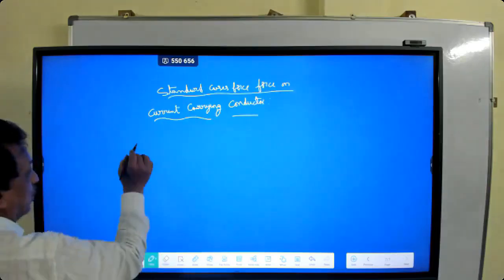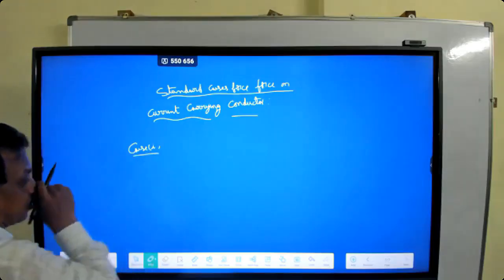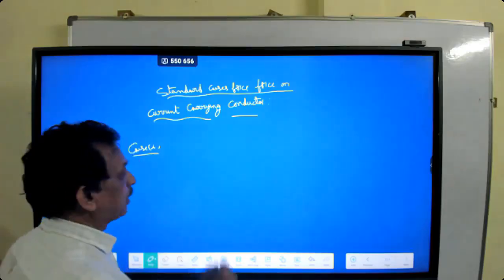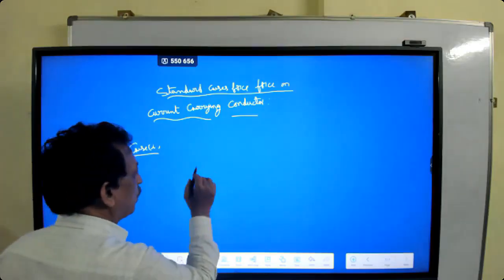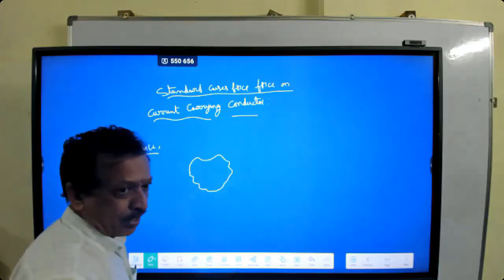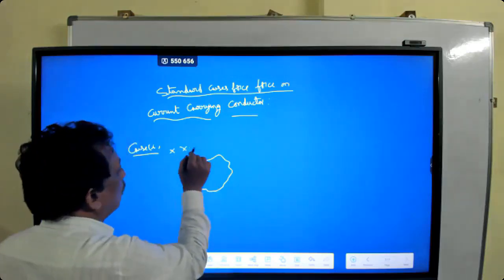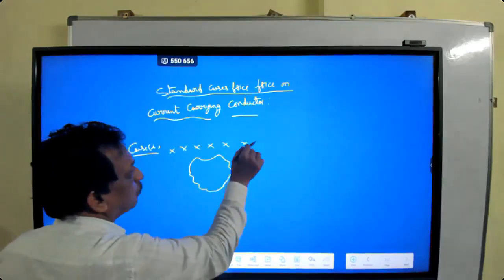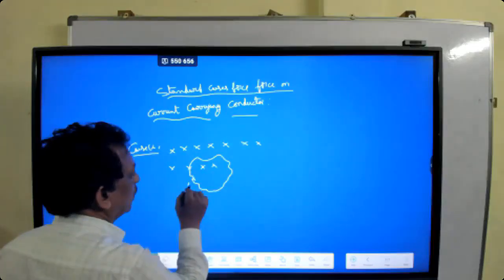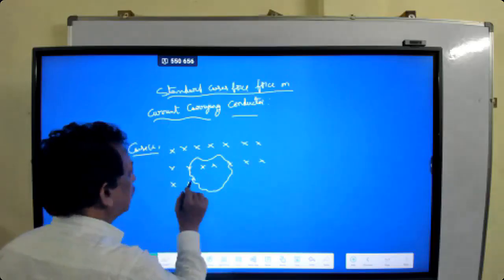Case 1. Suppose this is the uniform magnetic field. In the uniform magnetic field, I am going to keep a non-uniform thin closed wire, in the uniform magnetic field B. So what is going to happen for this current carrying wire? Here what is going to happen is very simple. Nothing.